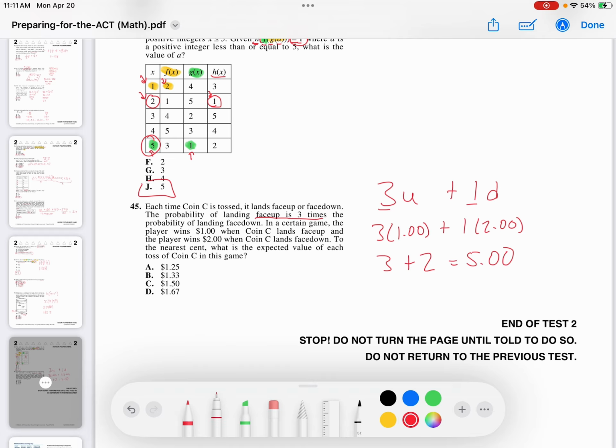Well, it wants to know how much for each toss. So for 1 toss, we could divide by 4, and 5 divided by 4 is 1.25. So that's how much I would expect to get for each toss.